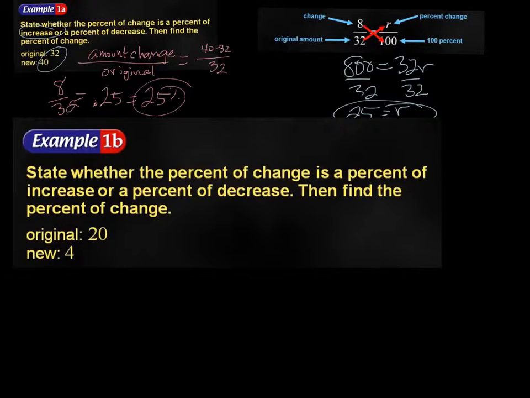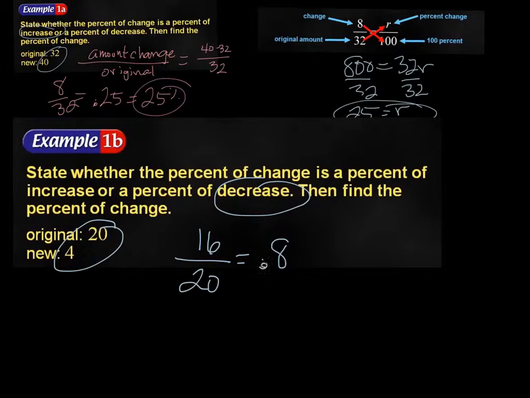Okay, for part B, they ask us if this is a percent increase or decrease. 4 is less than 20, so that is a decrease. And we're going to use that same formula. We want amount of change, so in this case, 16 over the original this time was 20. And if I divide that out, I get 0.8 or 80%.